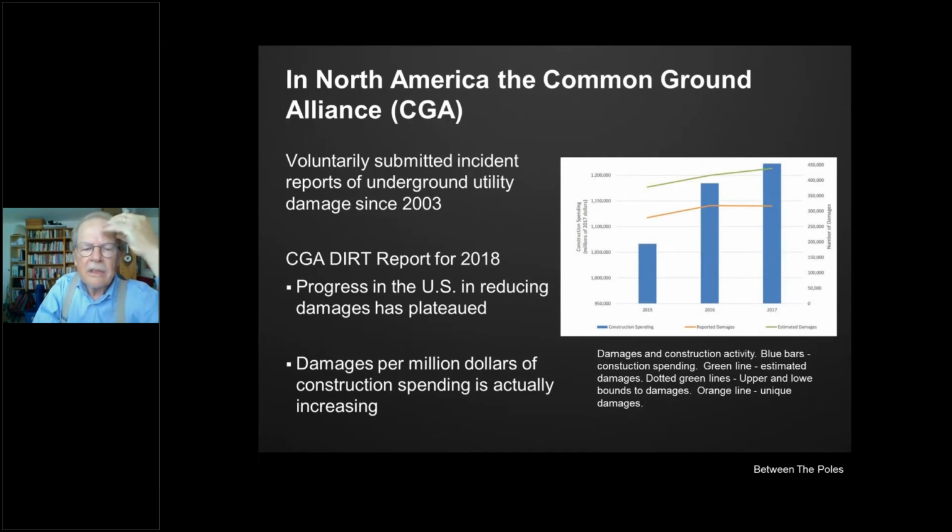And if you prorate this to the amount of actual construction spending, the rate is actually increasing. In other words, for each $1 million of construction spending, there are more incidents now than 3 years ago. So this is not a good story. Things are not improving.